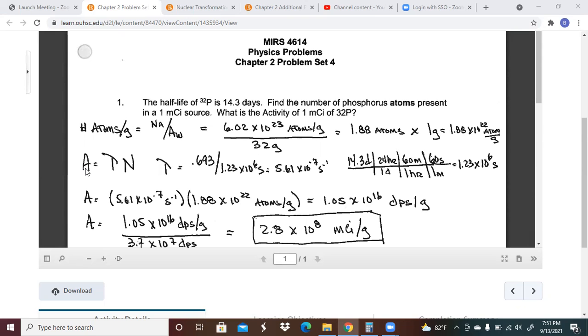So now we take a look at the activity. That's going to be lambda times n. Lambda, in this particular case, we know what the half-life is. If we take this and translate that into seconds, that's what this is. So this becomes lambda. We can see that here if we take 14.3 days, divide by 1 day, replace it with 24 hours, divide the hours by, and multiply by the number of minutes. Then we have the number of minutes here and multiply by the number of seconds, and that's where that comes from.